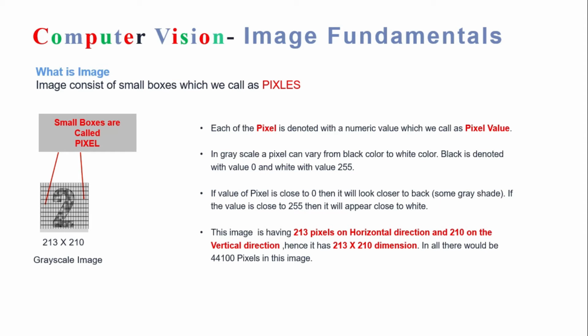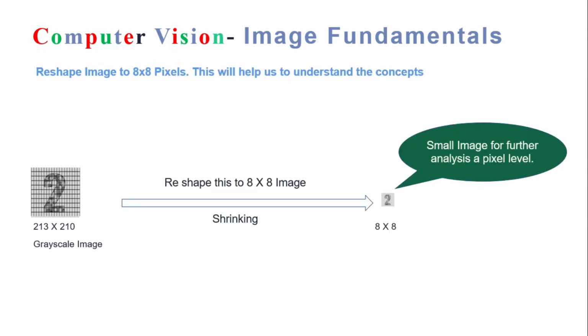Now let's examine this further. But before we do, let's try to shrink this so that it becomes easier for us to understand the fundamentals. I have created a Python program, and using it, I am reshaping the image to an 8 by 8 pixel image. Originally it is a 213 by 210 pixel image, but I have shrunk it to 8 by 8 pixels so that it is easier for us to understand. All this is done using the Python program that I will be sharing at the end of this tutorial.